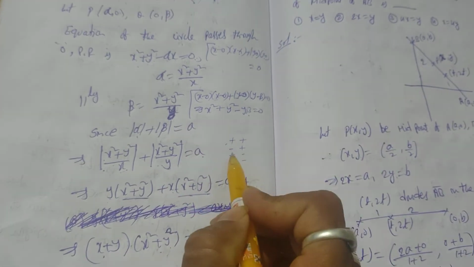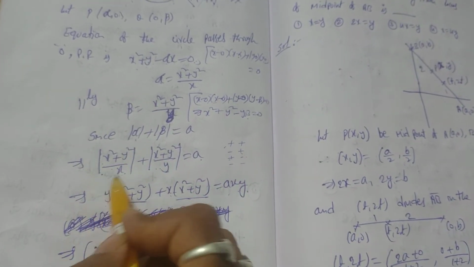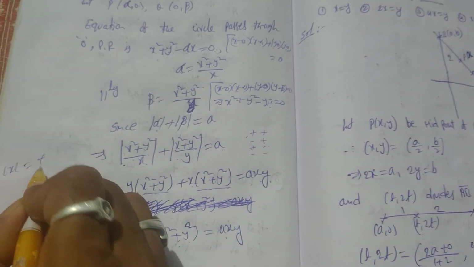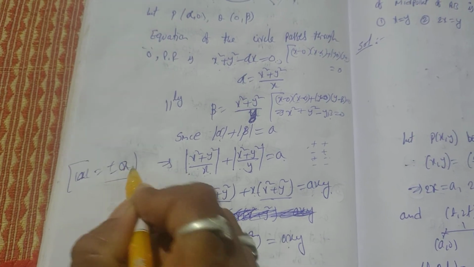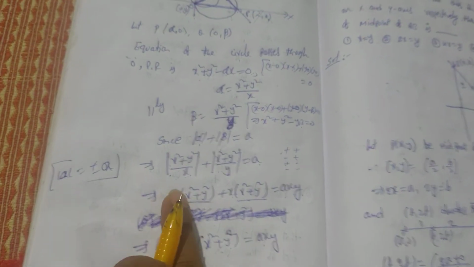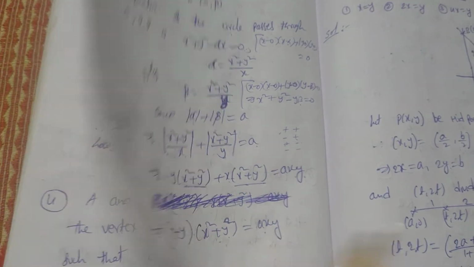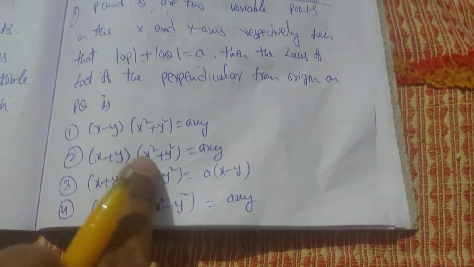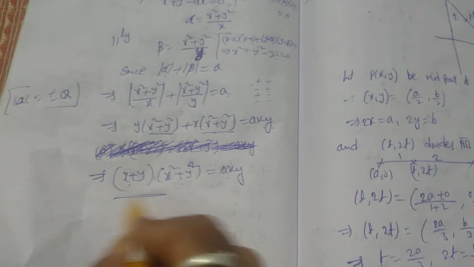Otherwise we have to take minus plus, if the option is there. Otherwise go for plus minus. That means mod x is nothing but plus or minus x. Already I gave this formula: mod a is equal to plus or minus a, any one. First here I have taken the plus symbol. So check whether this option is there or not. So here x plus y into x square plus y square is equal to axy. This option is there. So this is the answer for that question.